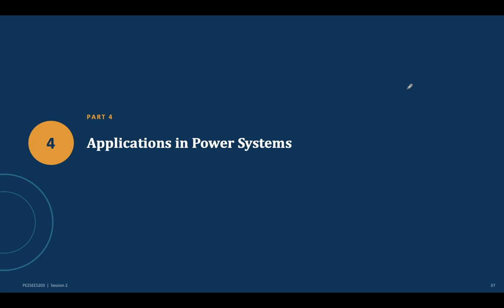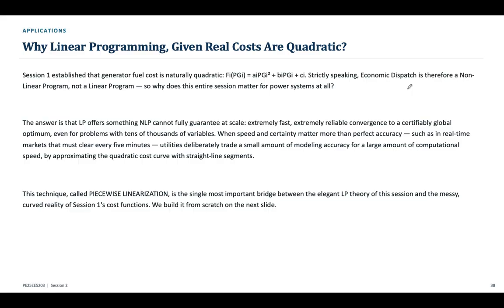Why does linear programming give real costs for quadratics? Let us confront the apparent contradiction directly here. In session 1, we said that the generator fuel cost function is naturally represented by a quadratic equation. I have given the equation there, and we also discussed it. I think it is in the PPTs I provided in the first class. So this is a quadratic function, right?